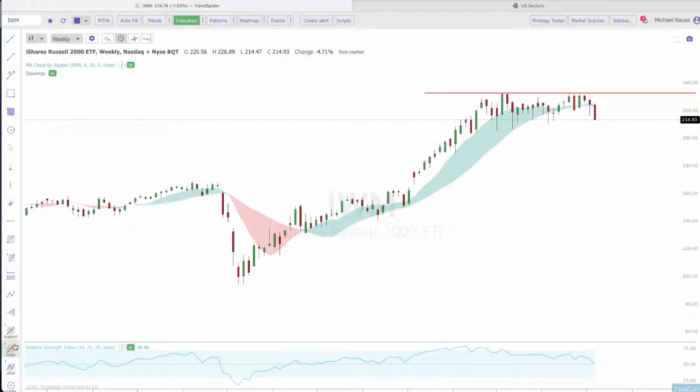Should just start drawing in these lines, right? As opposed to drawing them again. And we landed right at support. So next week, are we going to bounce off that support or are we going to break down? If we get a good breakdown, I really don't see much until this area right here.